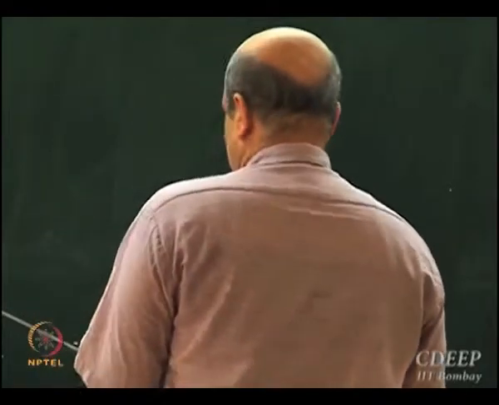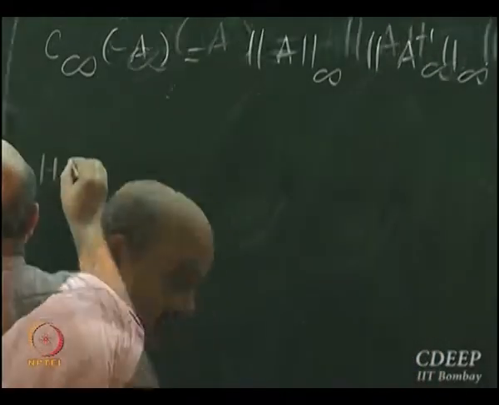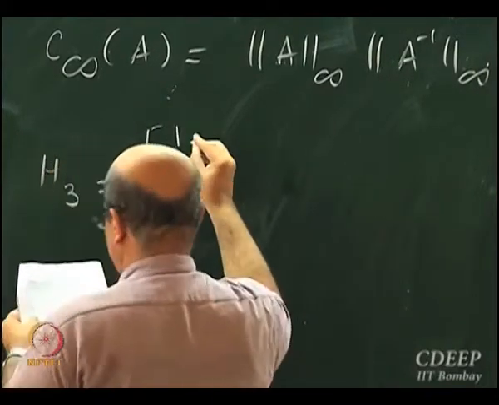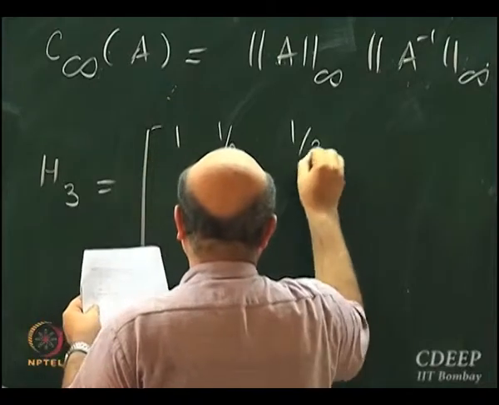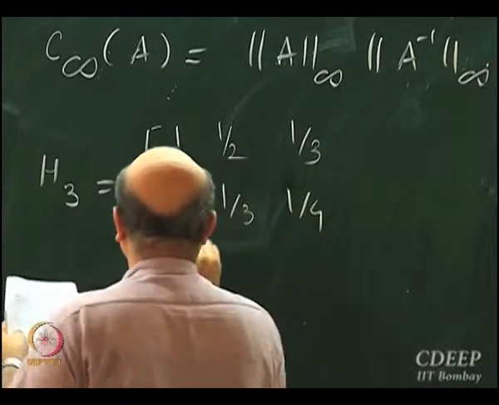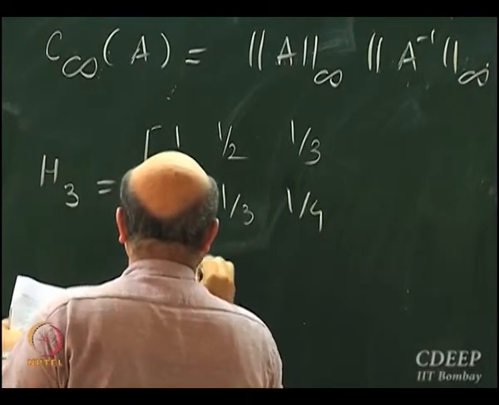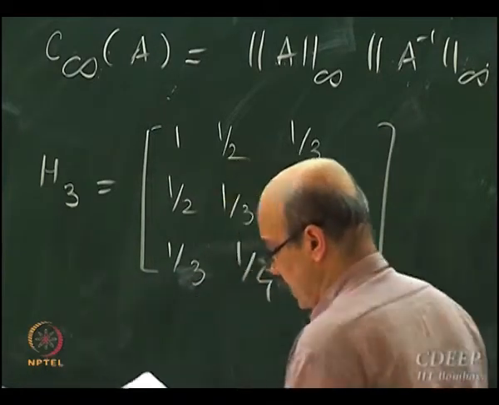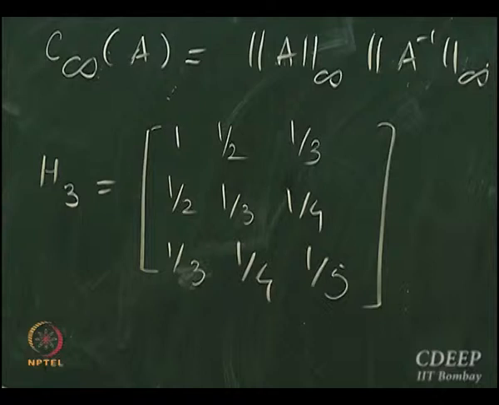So let me take this Hilbert matrix. H3 is this Hilbert matrix, which has a very nice structure: 1, 1/2, 1/3; 1/2, 1/3, 1/4; 1/3, 1/4, 1/5. I kept on telling you that a second order or cubic polynomial is okay, but fourth, fifth, sixth, seventh order polynomials become bad to solve.